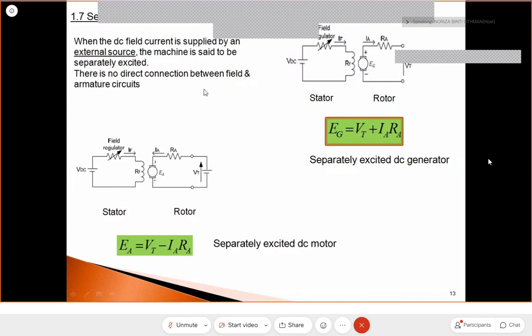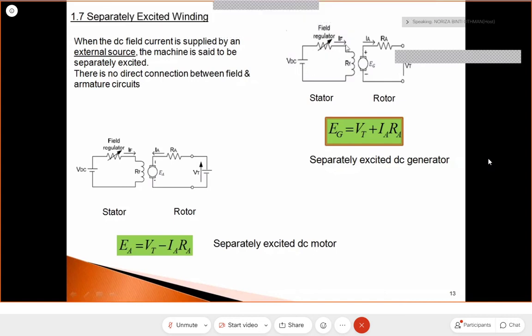Okay, so untuk DC generator, DC kita akan supply ke field, dan kita ada field winding. RF ni is field winding, dan field winding ni akan induce the voltage dekat generator, dan akan produce the current IA. So IA ni akan pergi ke armature winding, RA. RA ni is armature winding, dan then akan pergi ke load.